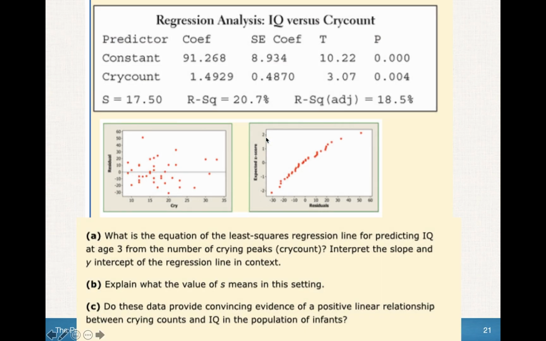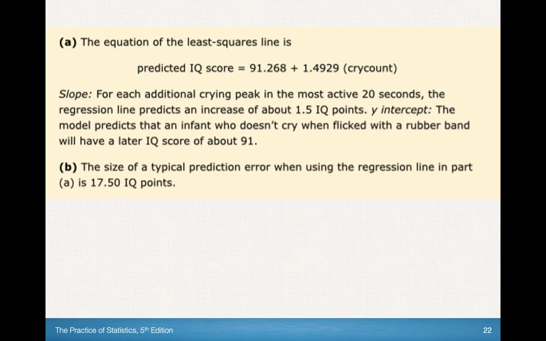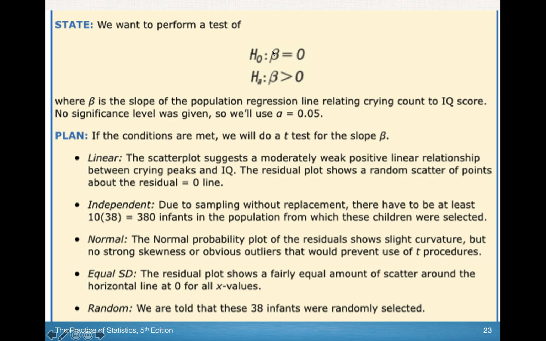In part C, it says, does this data provide convincing evidence of a positive linear relationship? Because we're looking at just a positive linear relationship, we are assuming our null hypothesis is that there is no relationship. So we are assuming beta equals 0. And we're looking for a positive relationship, so our alternative would be beta is greater than 0.